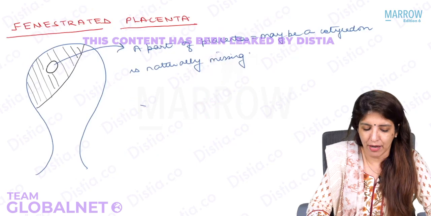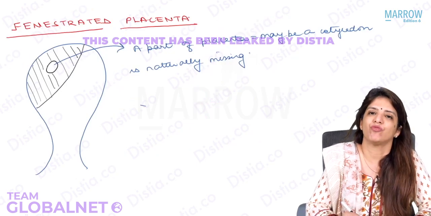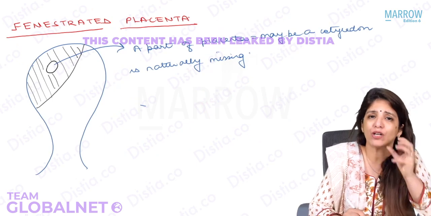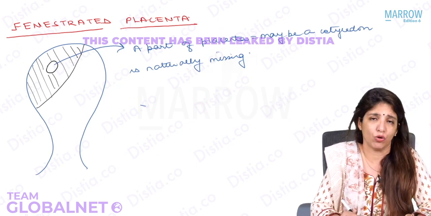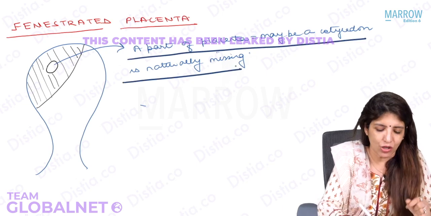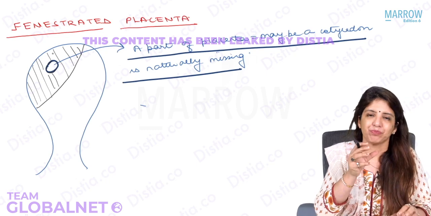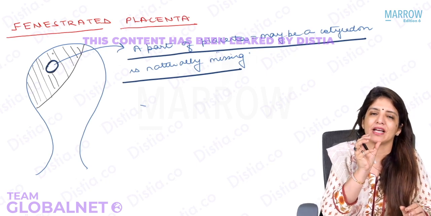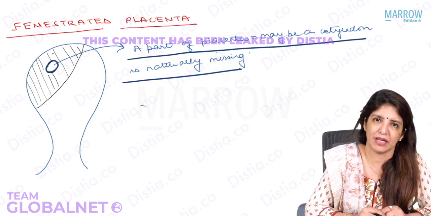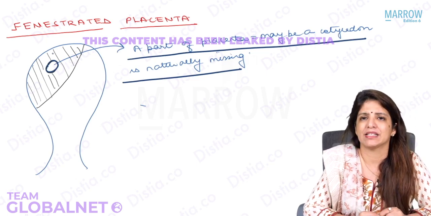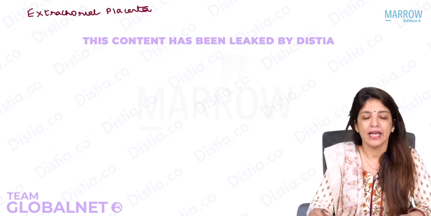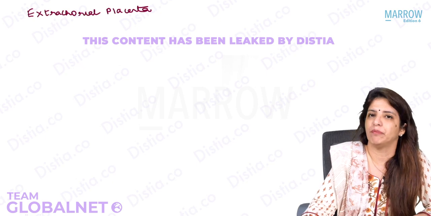Okay. Then comes another condition which is called fenestrated placenta. Now, in a fenestrated placenta, a part of the placenta, which may be a cotyledon also, is naturally absent. So naturally you are getting a hole in the placenta. Right? So a part of the placenta is naturally absent, and that is what a fenestrated placenta is. A fenestrated placenta generally doesn't lead to any complications.